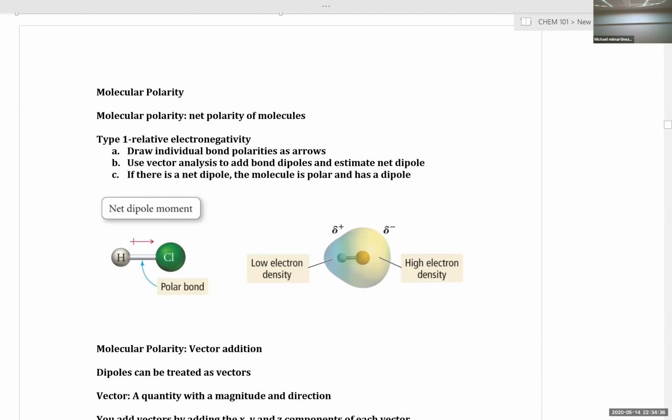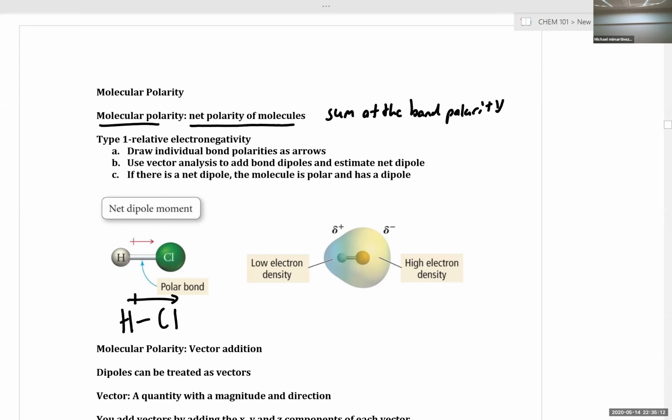Now, molecular polarity is a really critical idea, and molecular polarity, quite simply, is the net polarity of your molecule. Molecular polarity is the sum of your bond polarities. Now, there are two ways of calculating molecular polarity. For simple molecules, for example hydrochloric acid, the molecule just has one bond, so the molecular polarity matches the bond polarity.